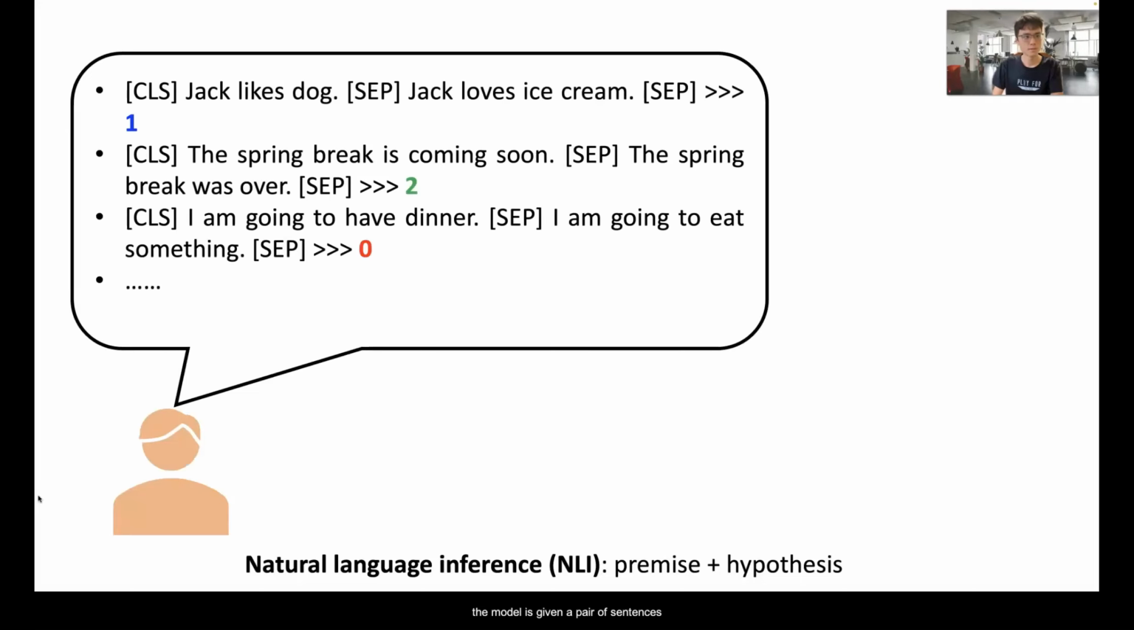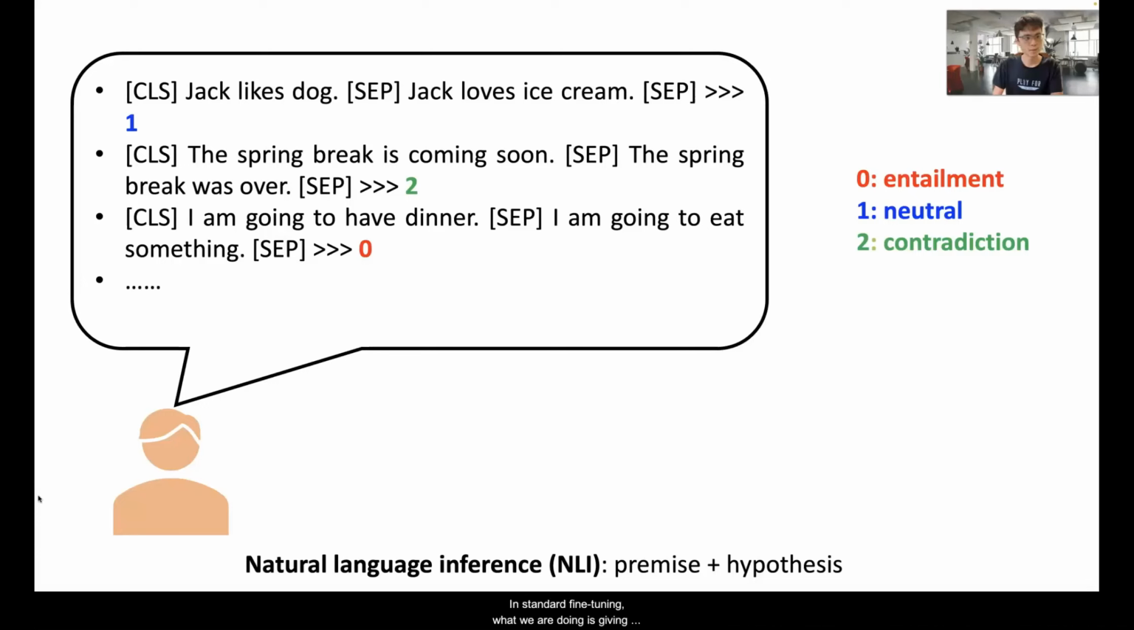Take the natural language inference task as an example. In this task, the model is given a pair of sentences. The first sentence is called the premise, and the second sentence is called the hypothesis. There are three different possible relationships between the premise and the hypothesis: entailment, meaning that the second sentence can be inferred from the first sentence; contradiction, meaning that the second sentence contradicts the first sentence; and neutral, which means neither entailment nor contradiction.